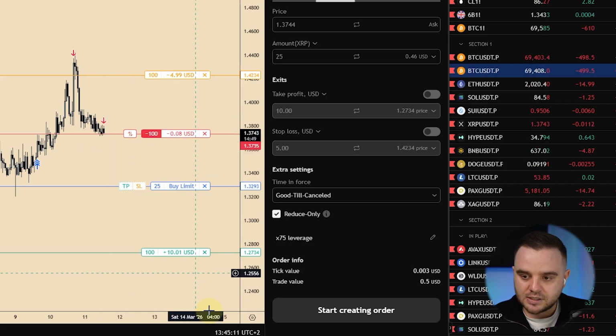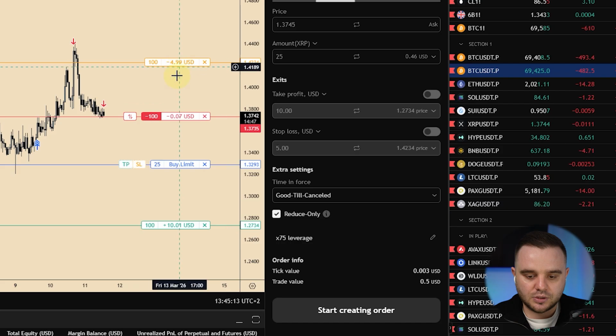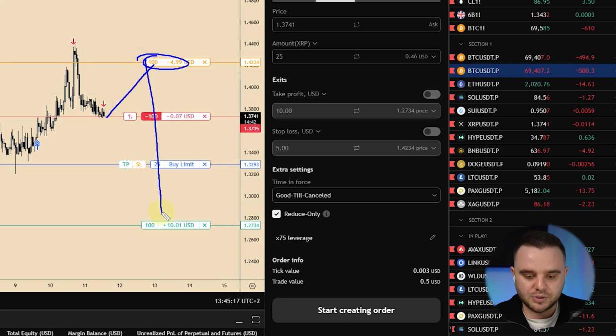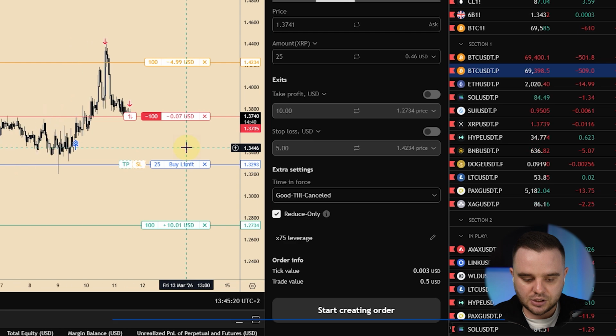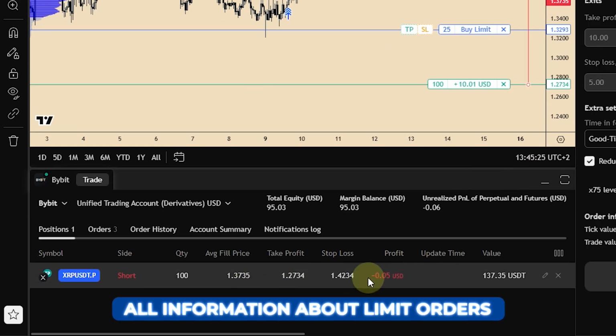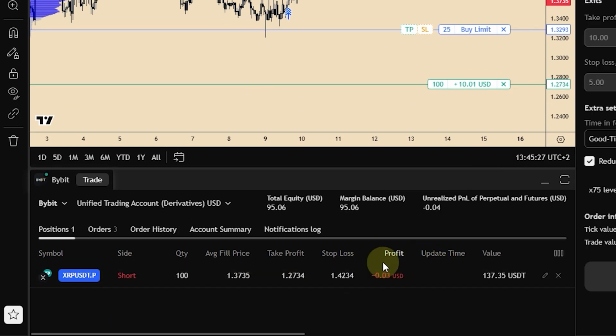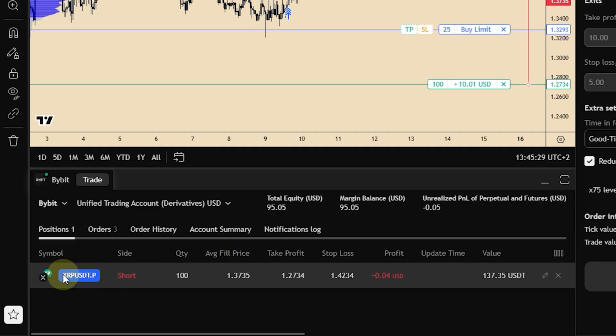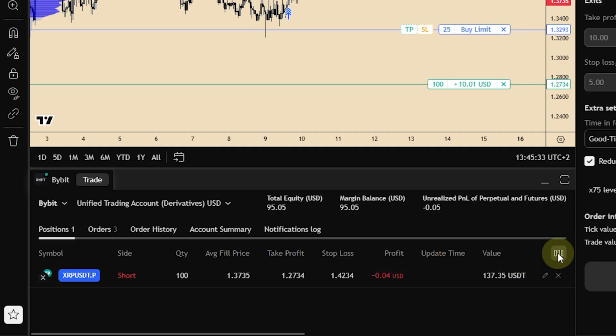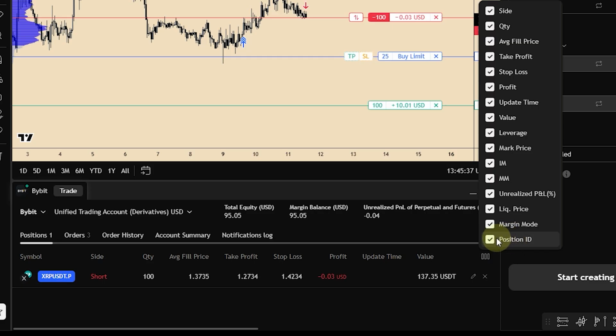If something like this happens, for example, price first hits your stop loss and after the drop, it won't open a new long position without you. Additionally, pay attention that all of these limit orders have all the information inside. For example, here we have the short position, as you can see, side, coins, value. Here you can additionally add all the information that you need about a trade.